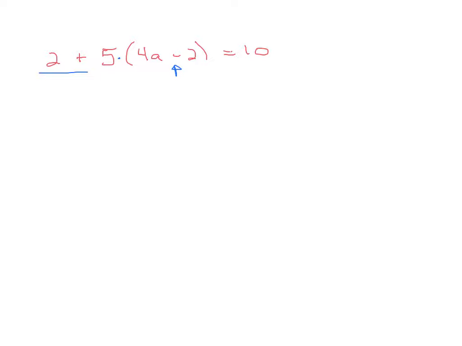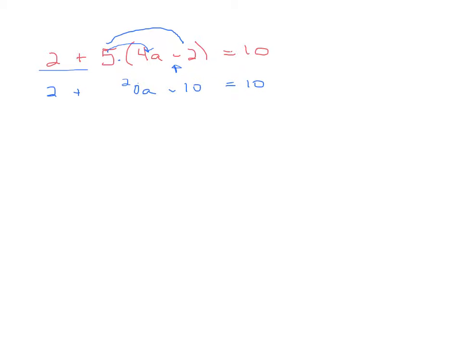Remember, we have to do multiplication before we do any addition. So we'll do the 5 times the 4a, 20a, and we'll do 5 times the 2. Right now this is subtraction, so we'll keep the subtraction. It's 5 times 2, which is 10. And we'll keep this 2 plus out in front.